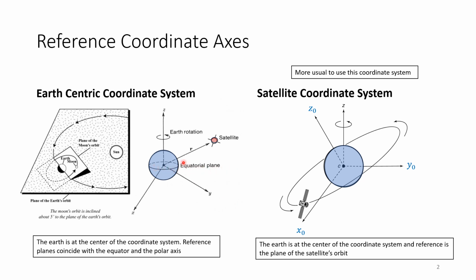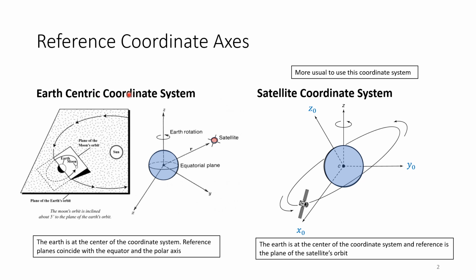So if this is the equatorial plane, the X and Y, if you look at this diagram, it might look easier. So we have the Sun, and this is the Earth. We have the Earth at the center of the coordinate system, and the reference plane coincides with the equatorial plane and the polar axis. The satellite itself might not be rotating on the XY plane, as you can see here, it could be tilted. This is XYZ, and this is the Earth-centric coordinate system.